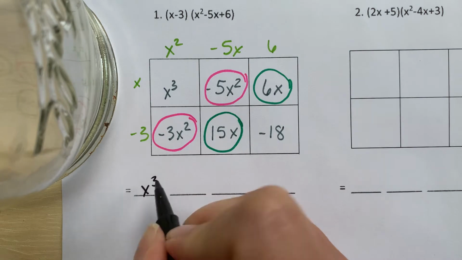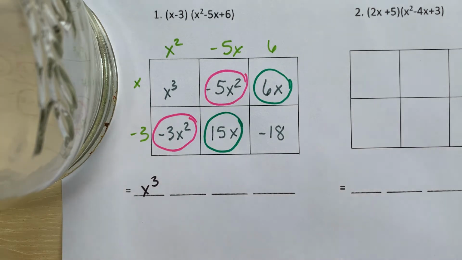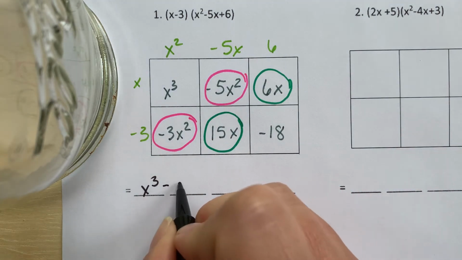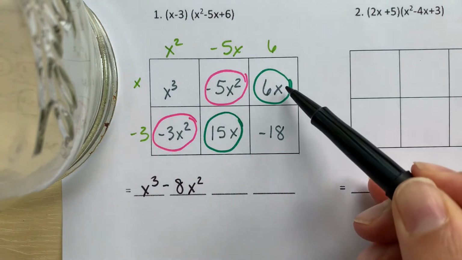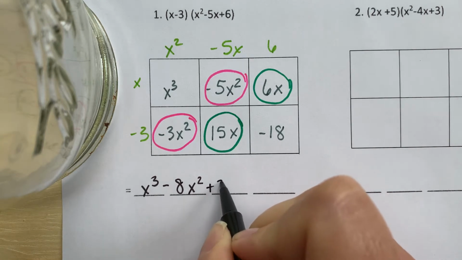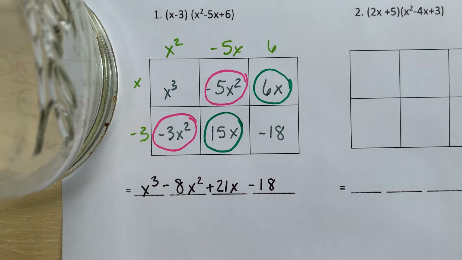So this is going to end up being x cubed. Then I have a negative 5x squared and a negative 3x squared. Negative 5 plus a negative 3 becomes a negative 8x squared. And I have a positive 6x and a positive 15x, so it's a positive 21x minus 18.